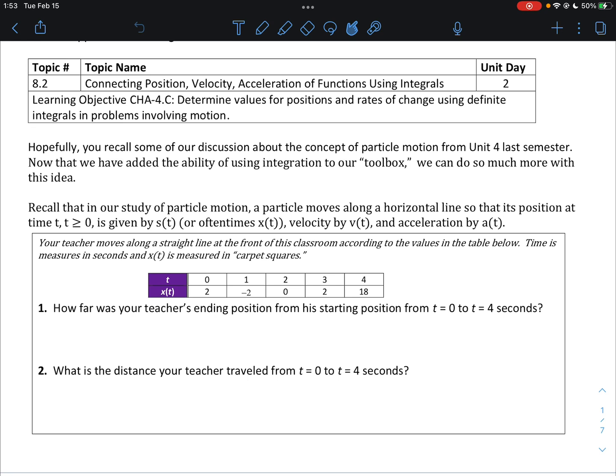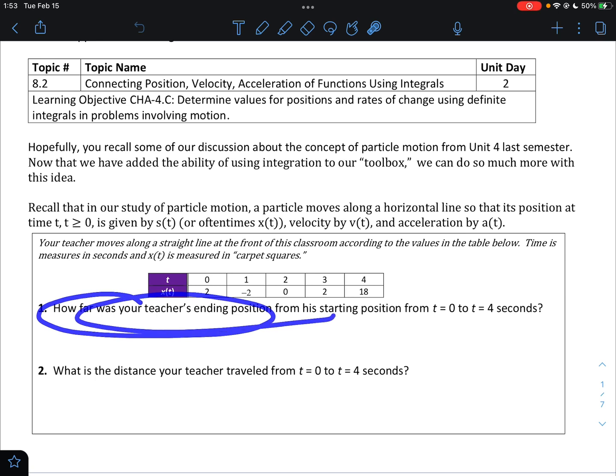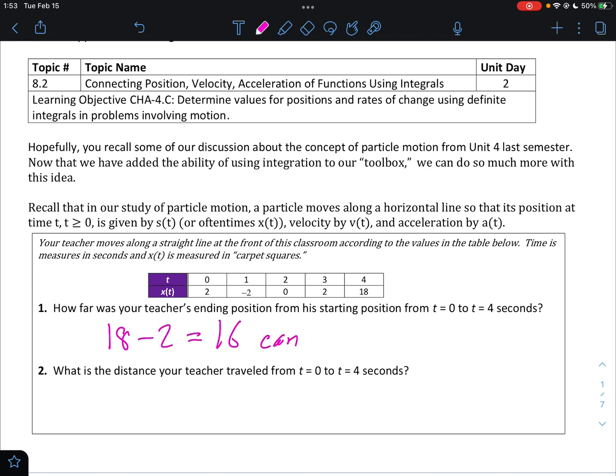All right, a real basic one to start off with, just to remind us of what we're doing here. Your teacher moves along a straight line in the front of the classroom according to the values in the table below. Time is measured in seconds, x of t is measured in carpet squares. How far was your teacher's ending position from his starting position from t equals 0 to t equals 4 seconds? This question is simply asking about displacement, ending position from starting position. The fancy math word for that is displacement. So ending position minus starting position is 16 carpet squares.